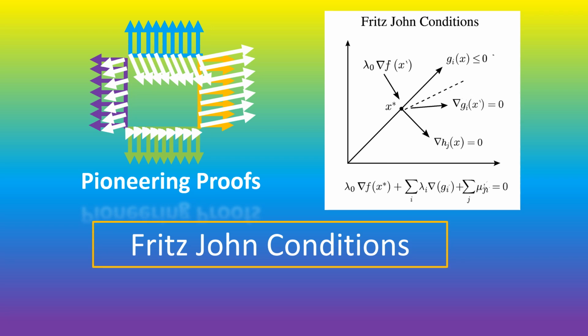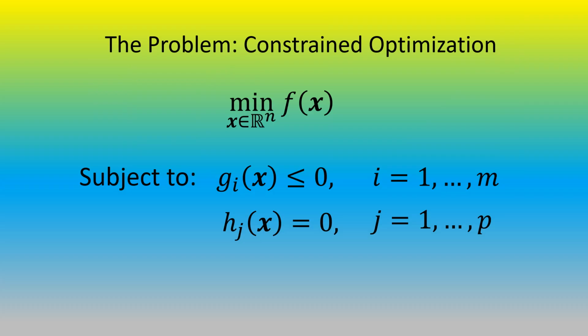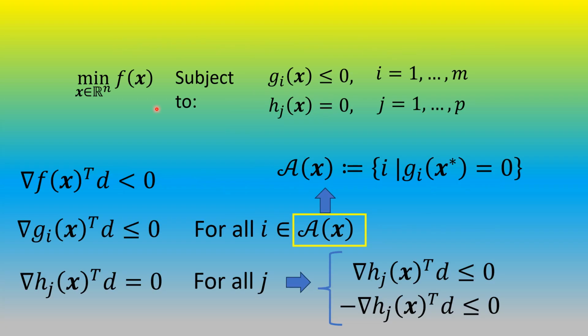So this is the last video in the Fritz John series, and in it we'll be deriving the Fritz John conditions. Now recall that the problem was a constraint optimization problem in which you want to minimize f of x, where x is some vector of length n, subject to both inequality and equality constraints. So I don't understand this fully, but I'll try to explain it.